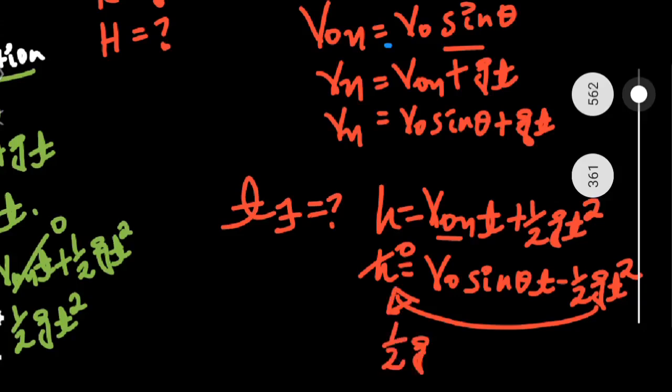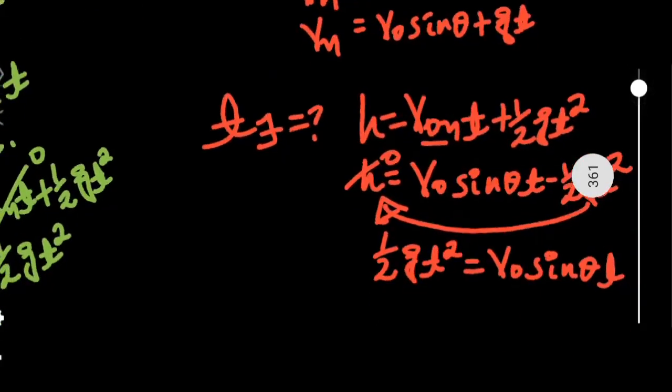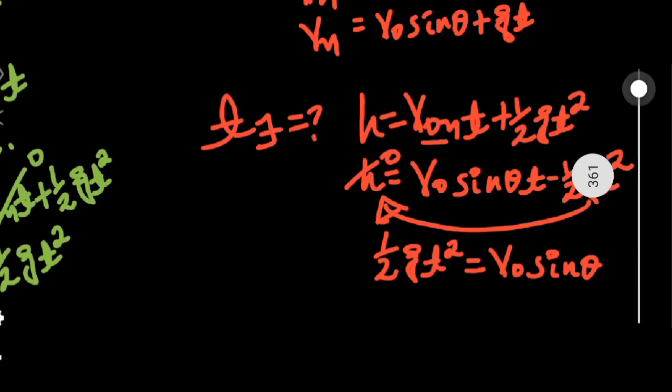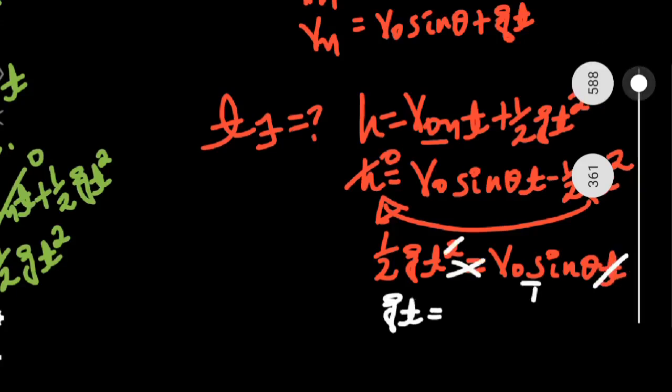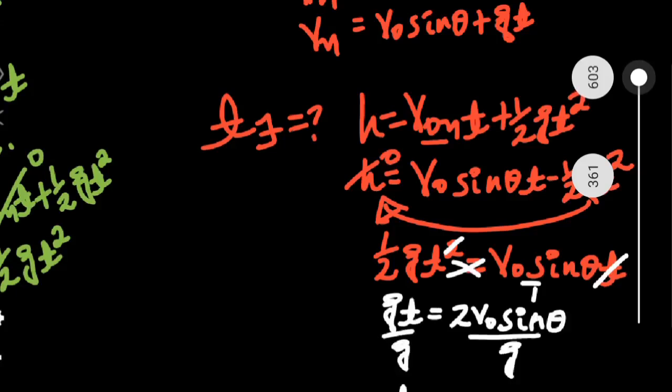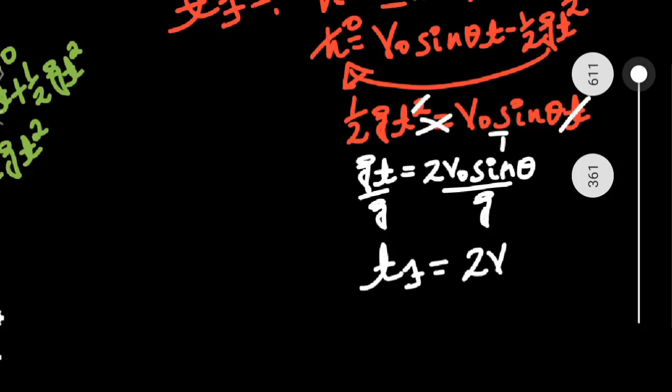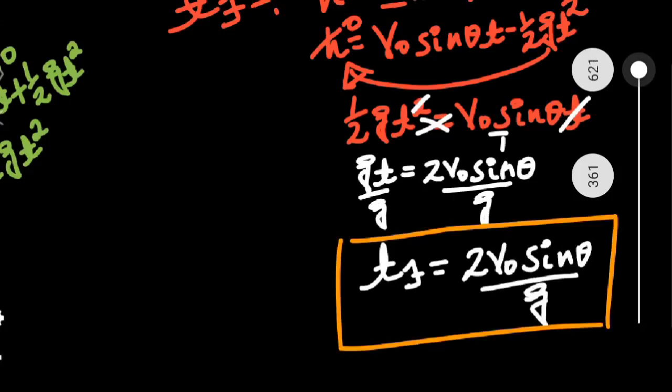Then 1 over 2 gt squared is equal to v naught sin theta times t, and then t is cancelled by the square. When we cross multiply, gt is equal to 2 v naught sin theta, then divided by g, g is cancelled by g. The time of flight is equal to 2 v naught sin theta divided by g.